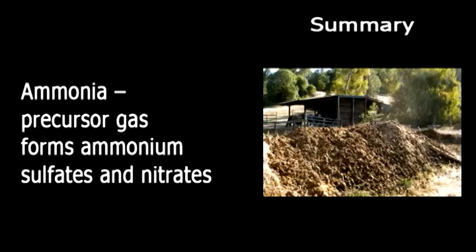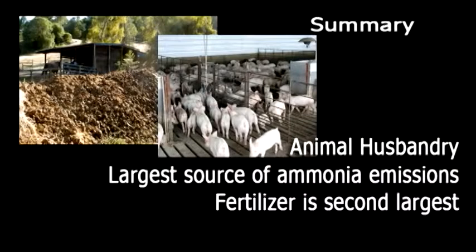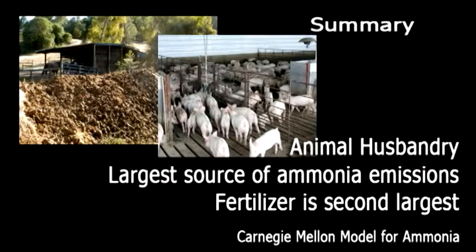Let's summarize. Ammonia is a precursor gas that forms ammonium sulfates and nitrates. Animal husbandry is the largest source of ammonia emissions. Fertilizer is the second largest source. The Carnegie Mellon model for ammonia is used by the National Emissions Inventory to estimate emissions from these sources.